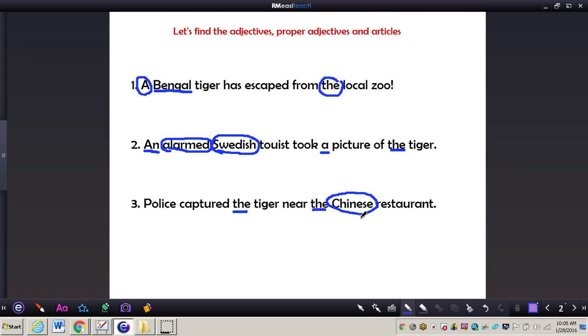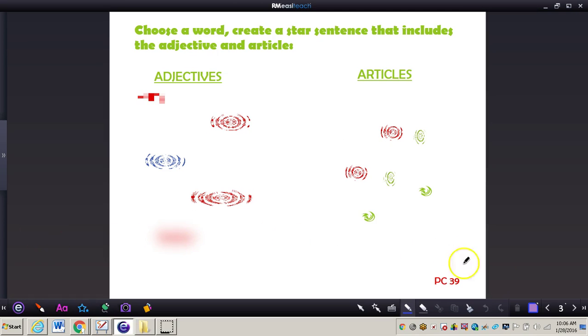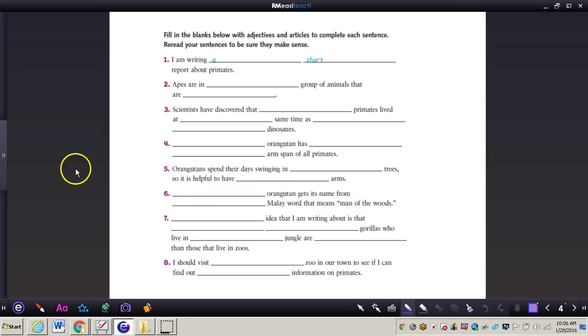So what I want you to do now is turn your practice companion books to page 39, and we will continue to take a look at this concept. So we have here at the very top, page 39, the directions. It says fill in the blanks below with adjectives and articles to complete each sentence. Reread your sentences to be sure they make sense. So we can see that the first one is done for us. It says I am writing a short report about primates. So we can see a is the article, short is the adjective, report about primates.